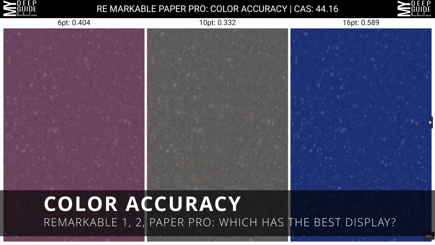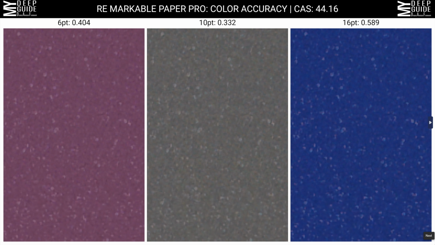Next category is color accuracy, and considering that we only have Remarkable Paper Pro as a color device, that's the only one that we can actually check out here, and this is without the front light turned on. And we can see that while the saturation is good and probably better than some of the Kaleido screens, the actual color accuracy is way off. Blue is the best one here, and it scores really nicely at 0.589 out of 1. So this is a pretty high score for an e-paper display.